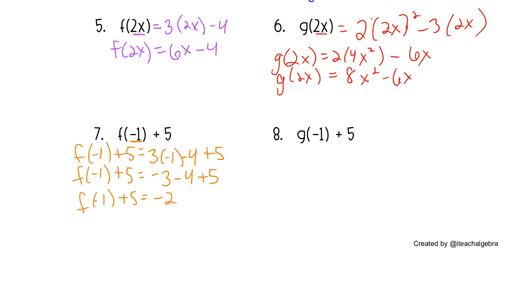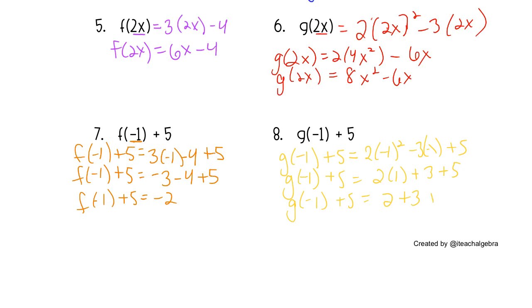Same idea, g of negative 1 plus 5. We take g of negative 1 and add 5 onto the end. So 2 times negative 1 squared minus 3 times negative 1 plus 5. Let's simplify a bit. 2 times 1 plus 3 plus 5. g of negative 1 plus 5 is 2 plus 3 plus 5, which is 10.